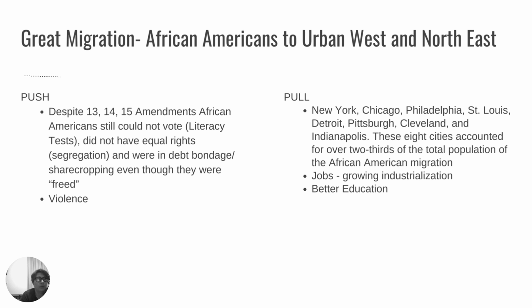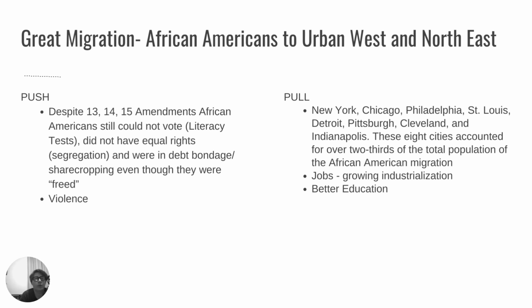Folks are living under segregation, under Plessy v. Ferguson. They are tied to the land with debt bondage and sharecropping, and the literacy test and poll taxes are keeping them from voting. And there's also violence that is happening to keep them down.